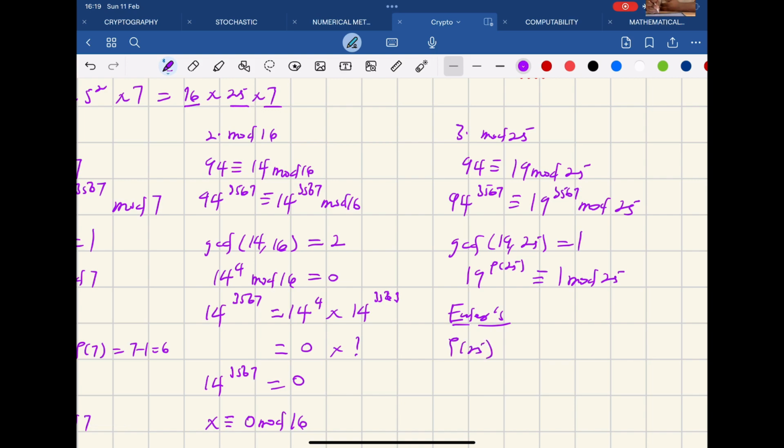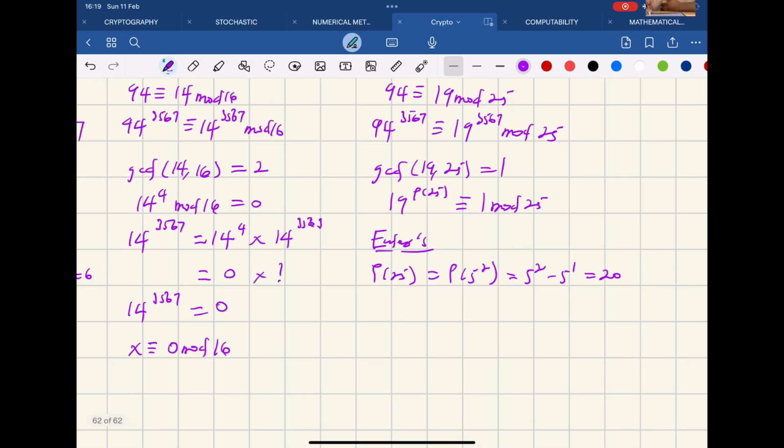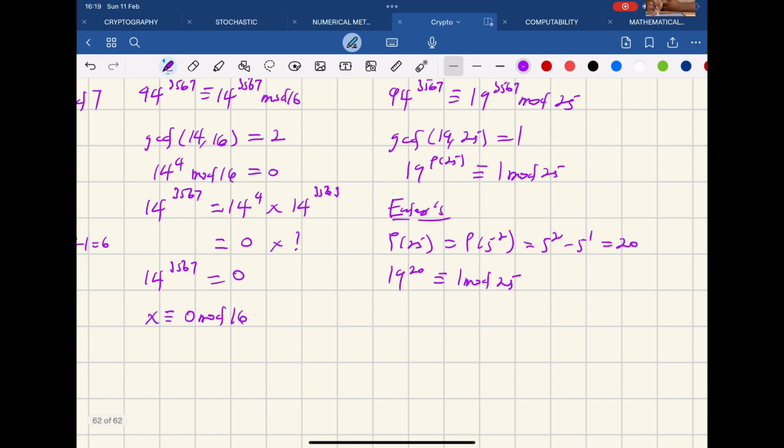Euler, because here phi of 25 can be rewritten as phi of 5 squared, where 5 is a prime number. So this is 5 squared minus 5, which, as we did the last time, gives us 20. So 19 exponent 20 is congruent to 1 mod 25. In other words, 19 exponent 20q plus r is congruent to 19 exponent r mod 25. So we need to find the remainder.